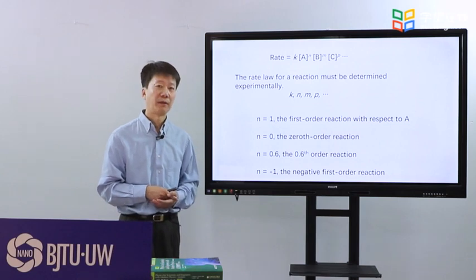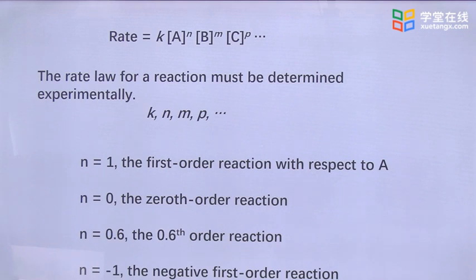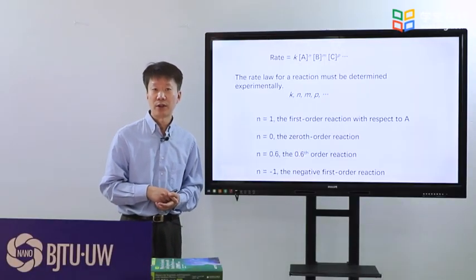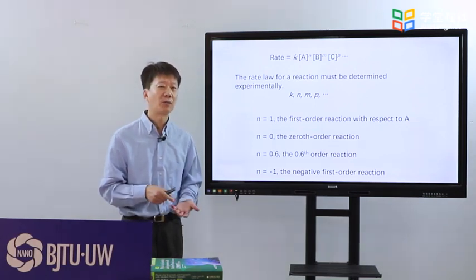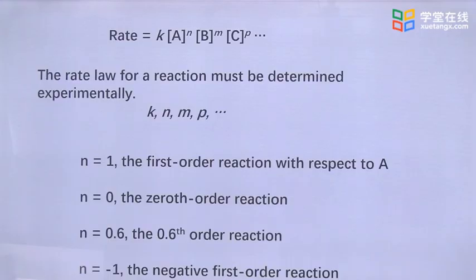For example, n equals 1 means with respect to substance A, the reaction order is 1. We say it's a first order reaction. With respect to A, when n is 0, we call it a zeroth order reaction. If n is 0.6, it's a 0.6th order reaction. And even if n is minus 1, we call it a negative first order reaction.